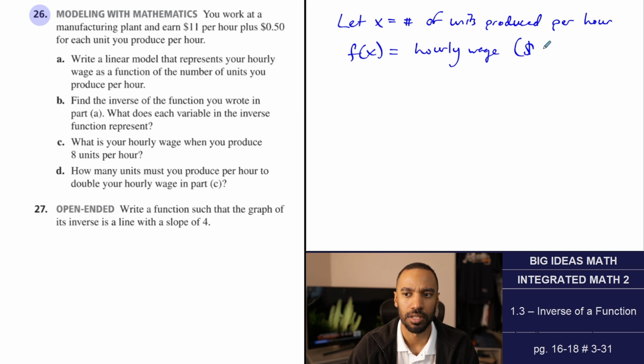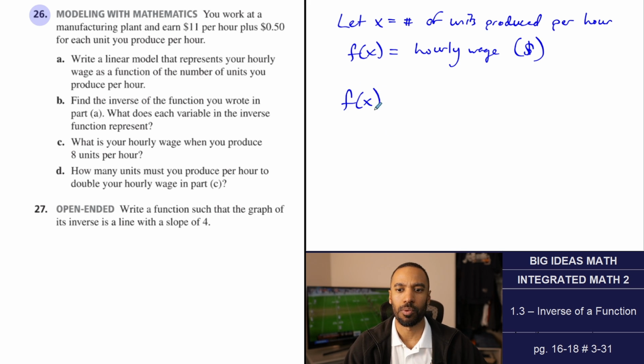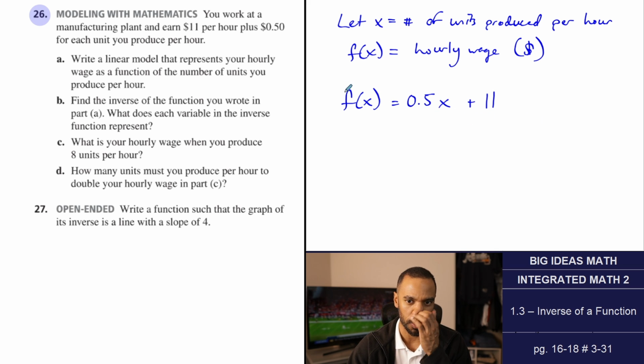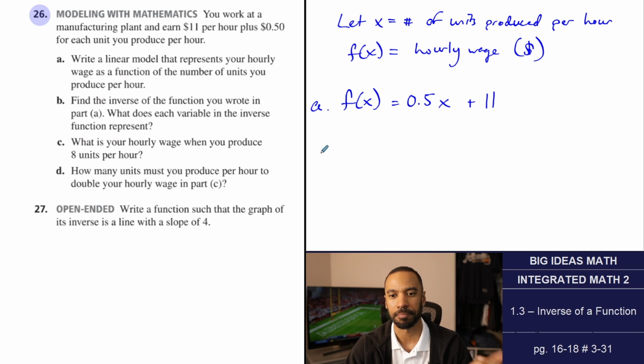Okay. So f of x equals, we have a starting amount, if you will, the y-intercept, $11 per hour, and that's just that flat rate. That doesn't change no matter how many units you produce. And then $0.50 per unit produced times the number of units you produce will get you that. So this is a good linear equation, y equals mx plus b form. That would be a good part A.